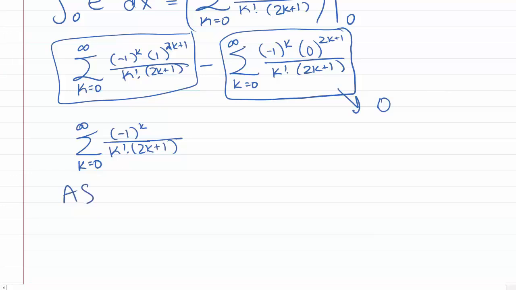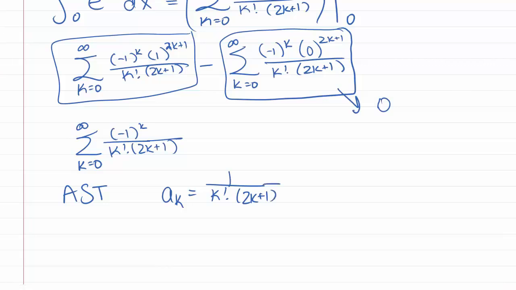Let's look at the alternating series test, because this is an alternating series. It has a negative 1 to the k on top. K factorial is always positive, as is 2k plus 1. So that would give us an a sub k equaling 1 over k factorial times 2k plus 1. So what do we need for this? We need non-increasing and going to 0.